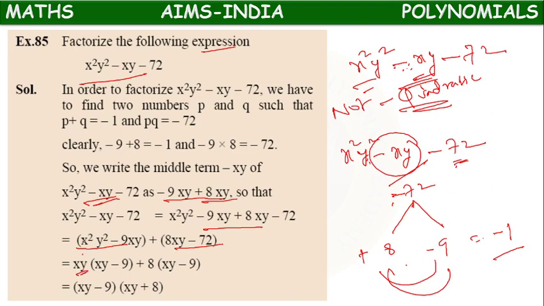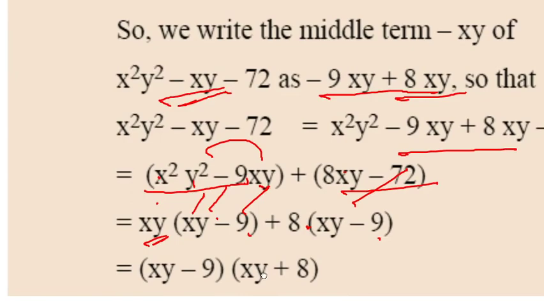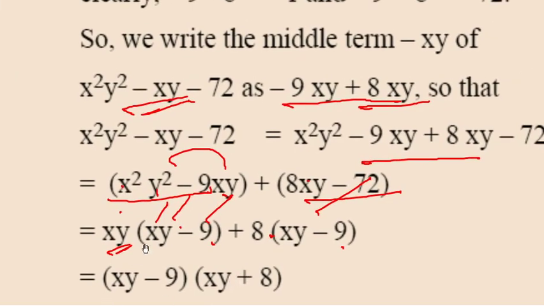xy common, 1x is remaining, 1y is remaining. xy taken out, 9 is remaining. Here 8 common, xy minus 9. Again xy minus 9 is common. xy plus 8 will be remaining here. Okay.